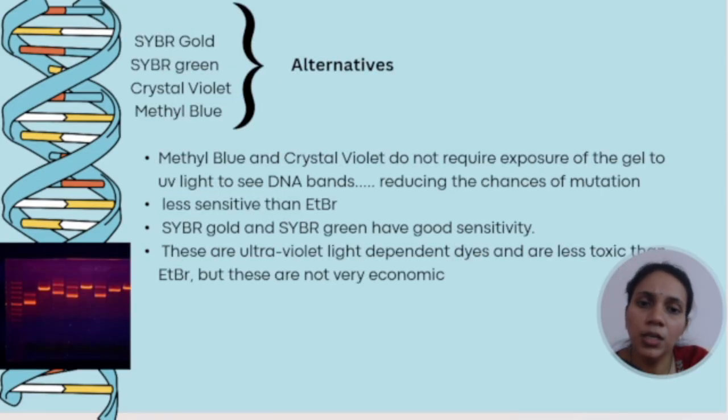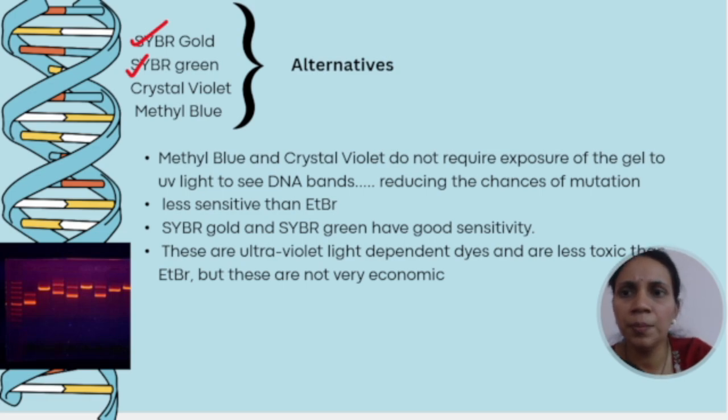So what are the different alternatives we have? Since ethidium bromide has health hazards associated with it, we have SYBR Gold, then SYBR Green, crystal violet, and methylene blue. These are some of the components that we have. But mostly, even to date, we prefer using ethidium bromide because there are many economic issues involved there and many other things.